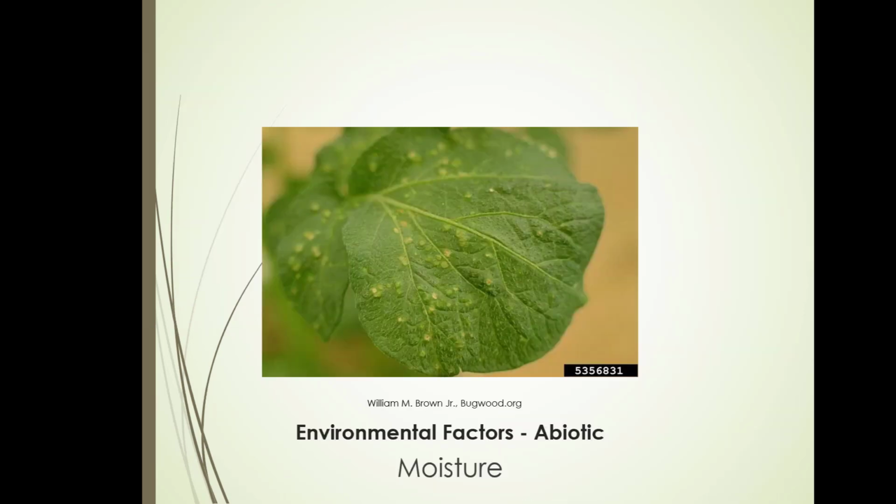Okay, this is a potato, and it's got edema. Edema is a disorder that develops when the roots take up water faster than it can be used by the plant or transpired through the leaves, so you get these blisters. You see this a lot on geraniums.